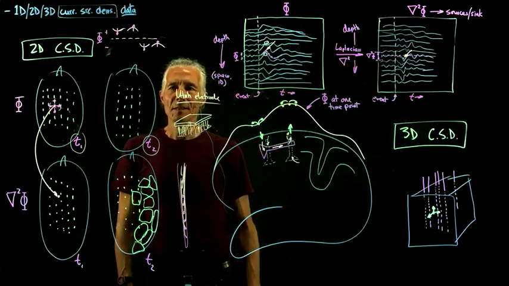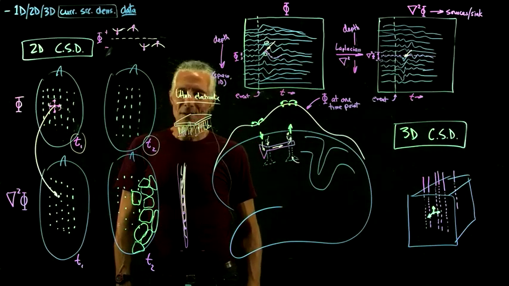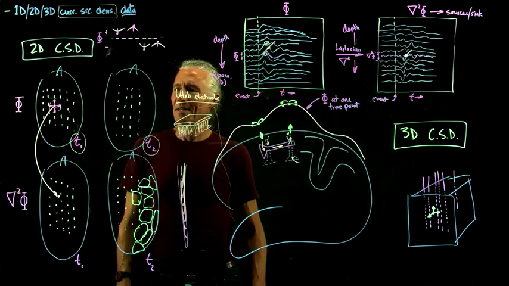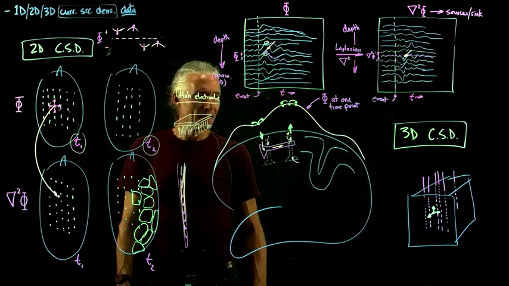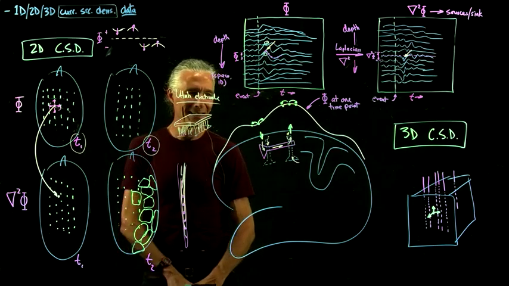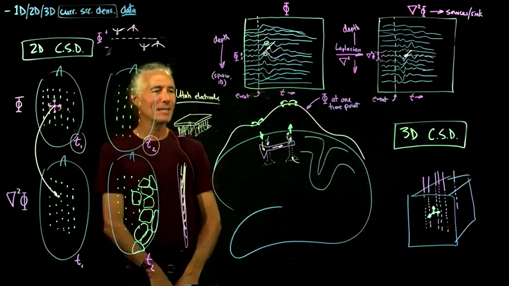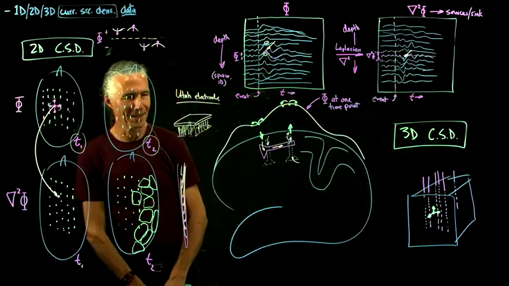Okay, so any questions about current source density? No, all good. Went over, as usual, slightly. So 1D, 2D, 3D current source density.